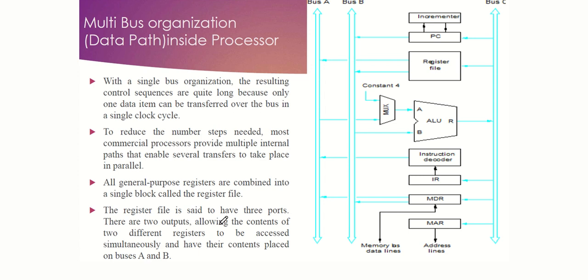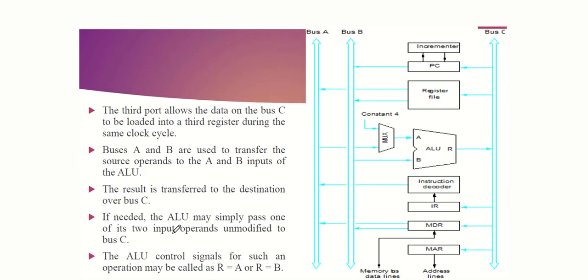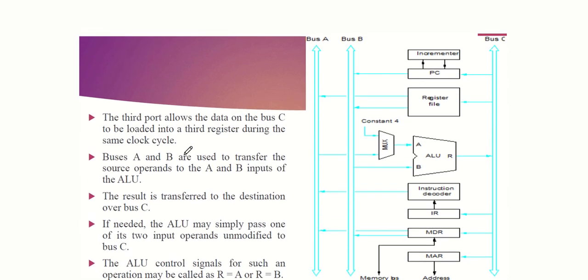And so you can access the contents of two different registers at the same time. But I think it has only one input port, so you can write one register at a time. Then the third port allows bus C to be loaded into the third register during the same cycle. Buses A and B are used to transfer the source operand to the A and B inputs of the ALU.